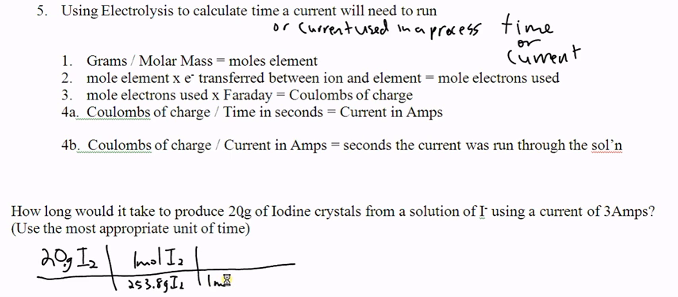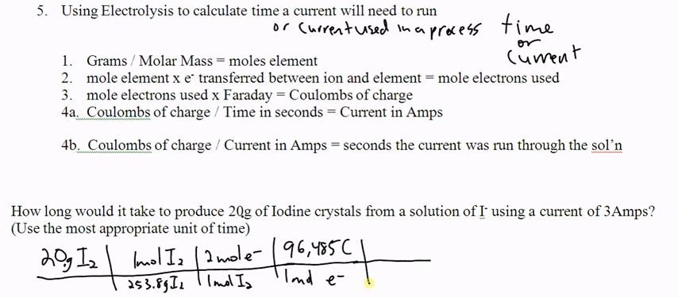And then for every 1 mole of iodine, we're going to need to have 2 moles of electrons transferring. And for every 1 mole of electrons transferring, we're going to have 96,485 coulombs transferring. And now, because we know the current, I can get my coulombs into seconds. For every 1 second, according to the 3 amps information, 3 coulombs of charge is going to transfer. So maybe I'll do an initial inspection and see how this looks.